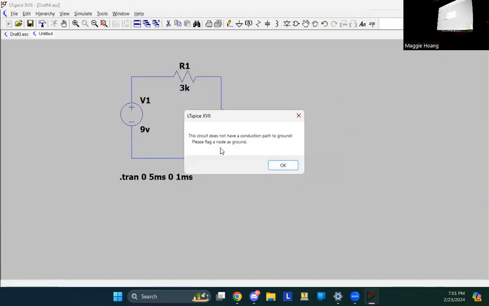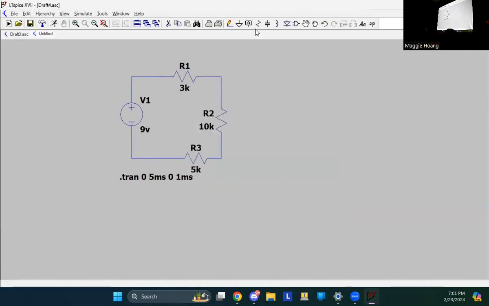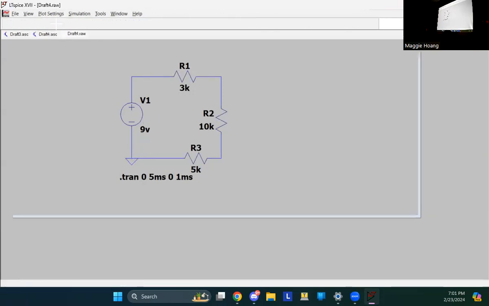Oh, now what does it say? The circuit does not have a ground. So this is what I was saying earlier. You can't simulate without ground. So I'm just gonna put ground here. Again, I put the ground where the 0 is, or the negative. And then I should run it and it should work.